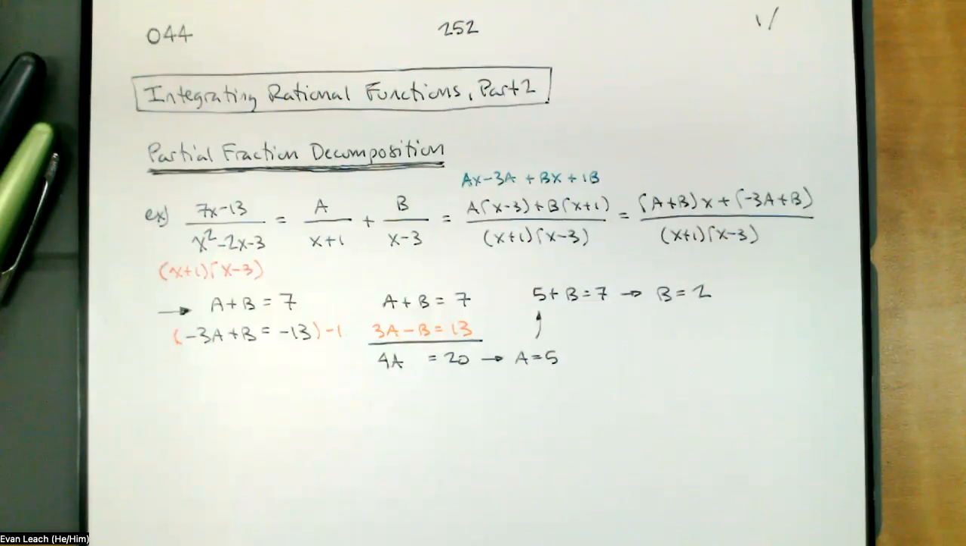So I'll multiply the second equation by -1 and add it to the first equation. So this tells us that a is equal to 5, b is eventually 2. Now we have 7x minus 13 over x squared minus 2x minus 3 is equal to 5 over x plus 1 plus 2 over x minus 3.